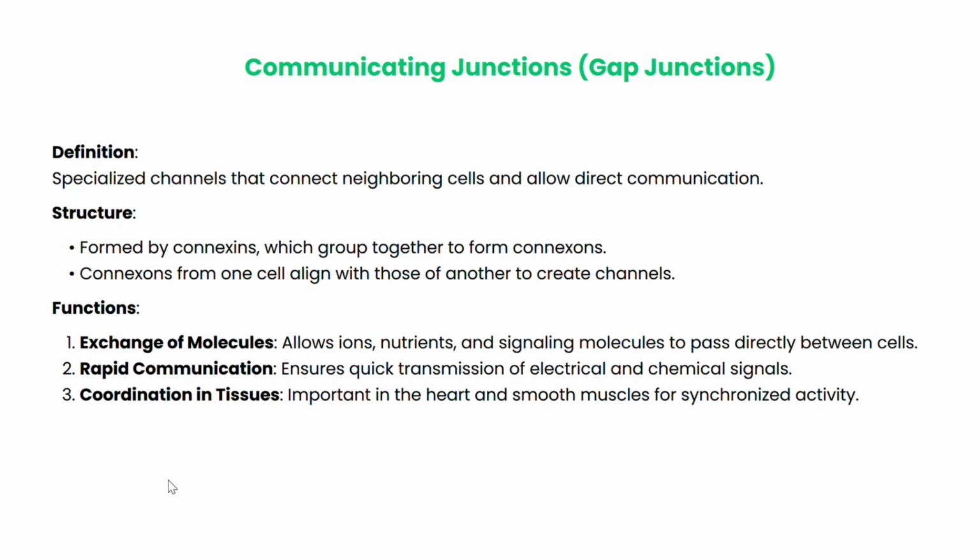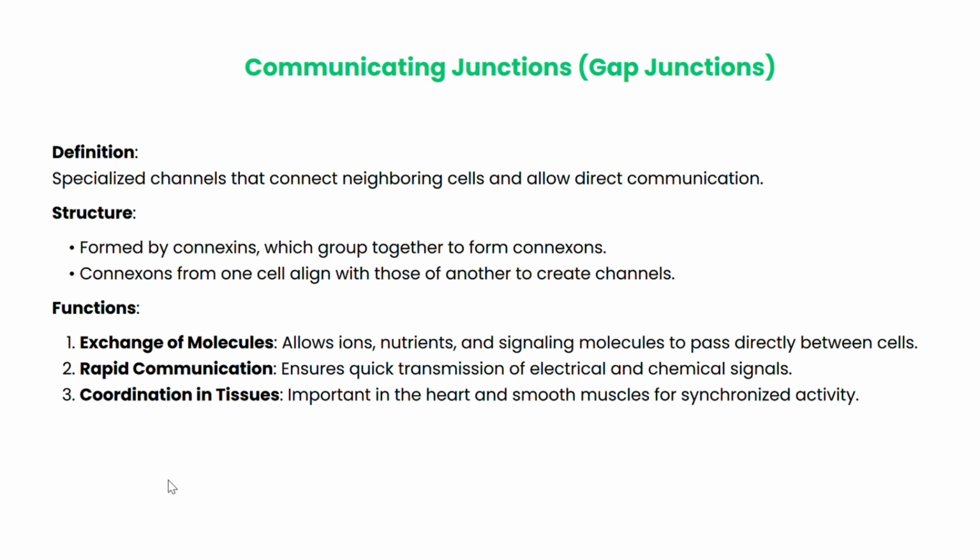Next, we have gap junctions, also called nexus, which are like direct communication lines between the cells. Imagine two neighboring houses connected by a pipeline through which they can share water or messages. That's how gap junctions work.